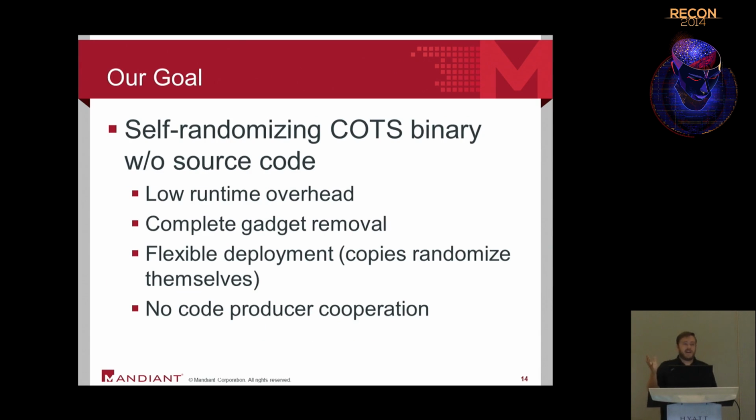So our general goal was, let's make a self-randomizing binary. Let's take a binary and turn it into one where it's going to randomize at runtime. We want to have low overhead, complete gadget removal, and we want to have really flexible deployment. We don't want to run into the issue that I was discussing just a second ago. And then we also want no code producer cooperation. We want to be able to support legacy binaries. We don't want to rely on source code, symbolic information, debugging information, anything like that. We want to be able to take a legacy binary and make it more secure.